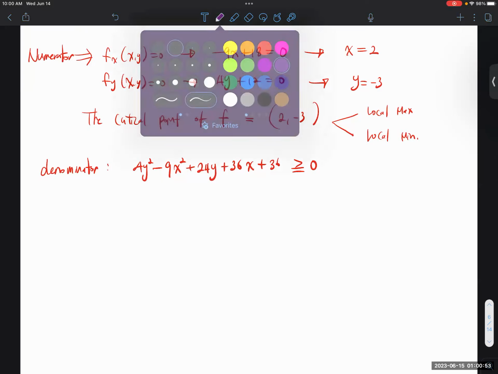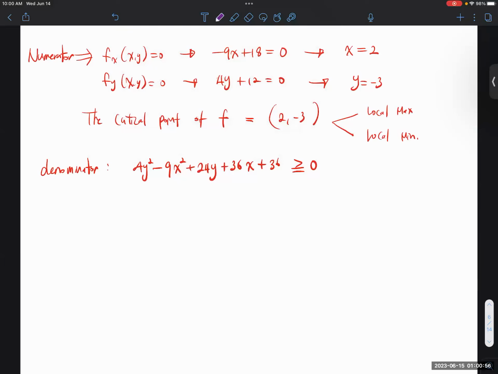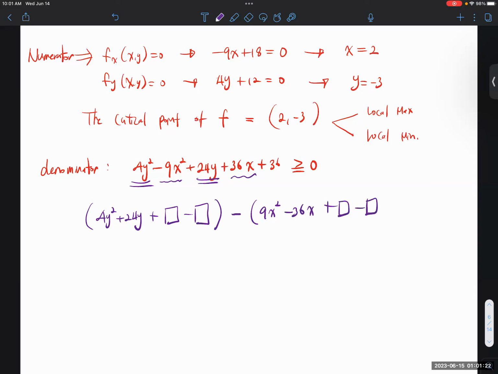Let me organize it. I'm going to combine the same y family and x family. The y family: 4y² + 24y. And watch me, we're going to add and subtract the same number, so plus minus, that is a 0 and does not affect this equation's balance. Same thing, I'm going to factor out negative 9x², and negative 36x is the same family as x, again plus minus. And the 36, I'm going to move to the other side because that is a constant. So you can work on it like this, correct?